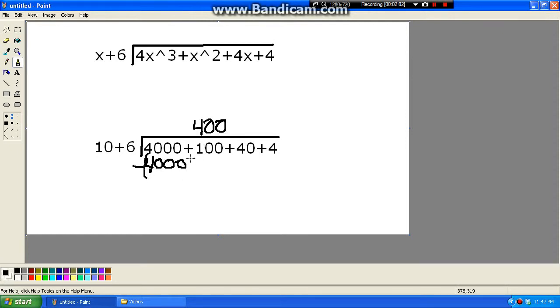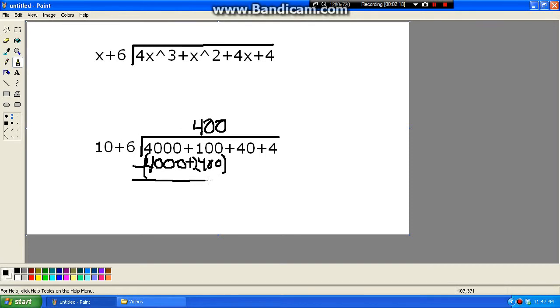And we also, just taking away this whole thing. And 400 times 6 is 6, 12, 18, and 24. So 2,400. Yes. So 2,400.